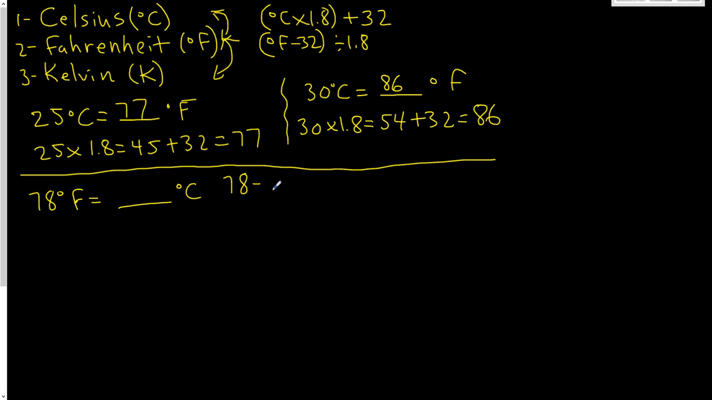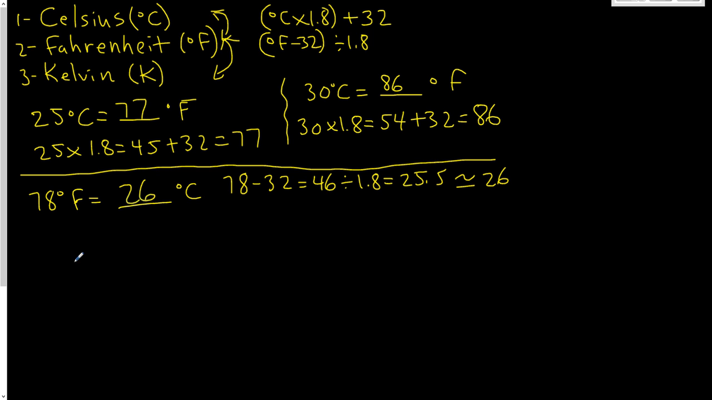78 subtract 32 gives us 46, and we're going to take 46 and divide that by 1.8. 46 divided by 1.8 is 25.5, which is approximately 26. And we knew that because look, we were in the ballpark over here. 26 degrees Fahrenheit. I'm sorry, 26 degrees Celsius.